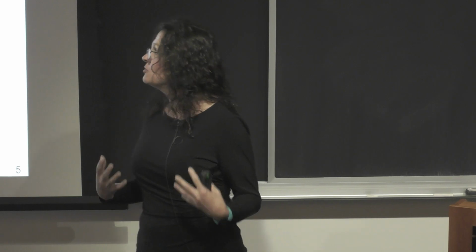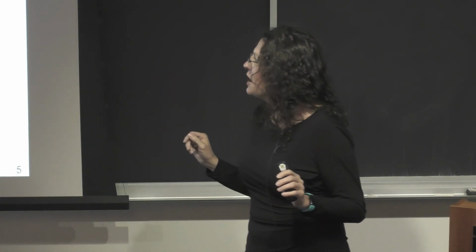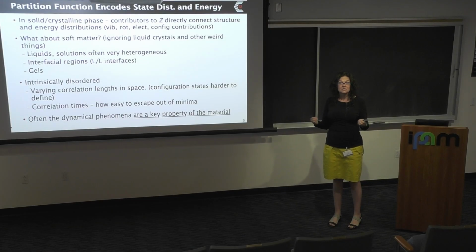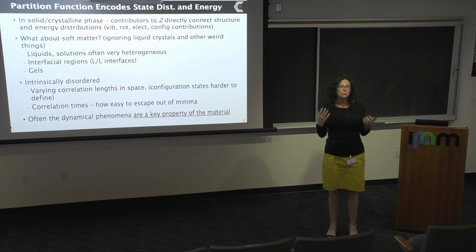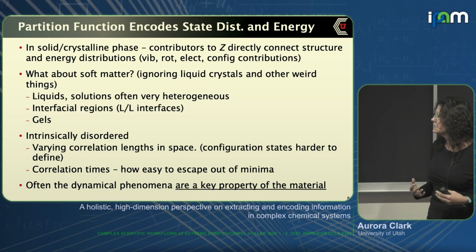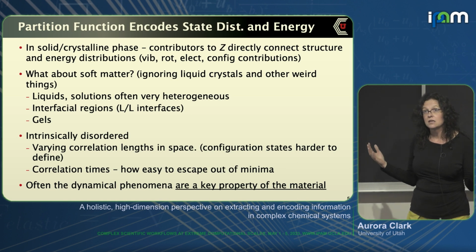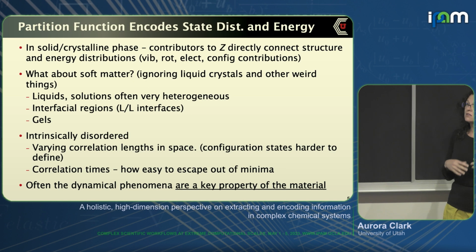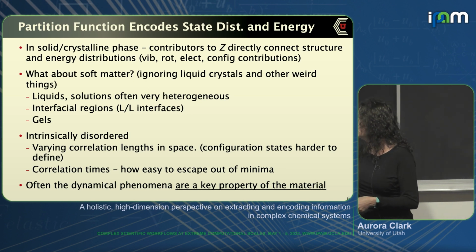But in the realm of soft matter, if we ignore things like liquid crystals that are a bit odd, these are very heterogeneous systems. If we're talking about gels, or complex multi-component fluids, polymers, these are very heterogeneous systems that are intrinsically disordered and have varying length scale correlations, which means that the configurational state concept becomes a bit harder to quantify.